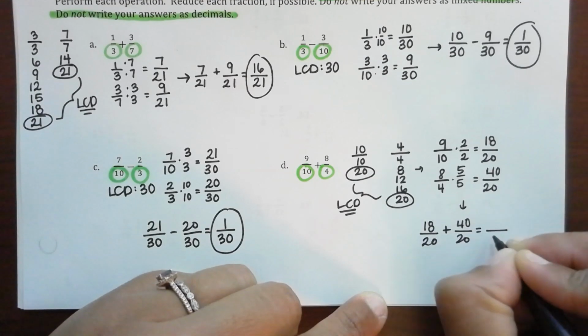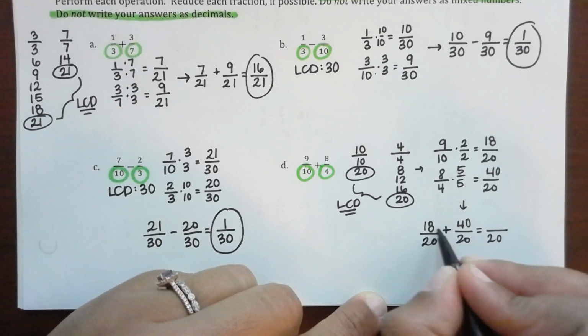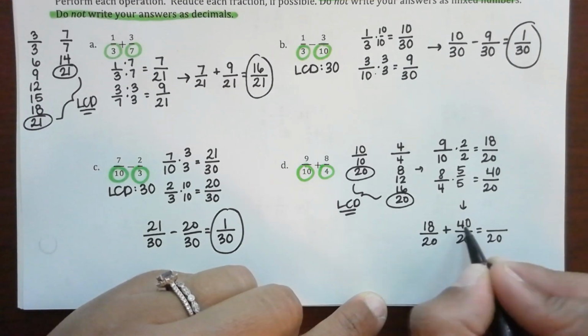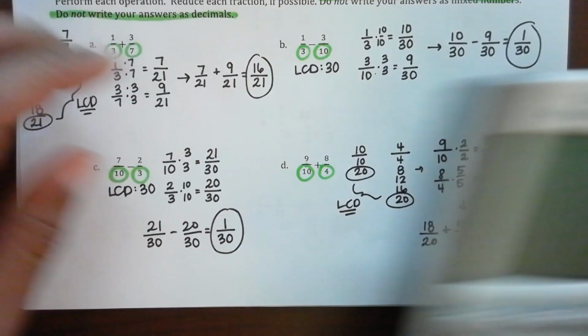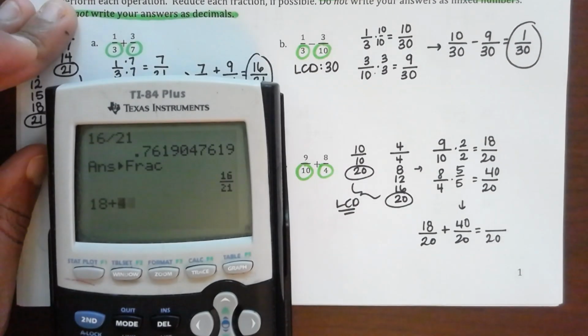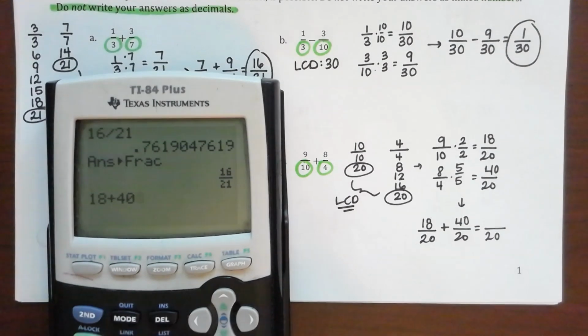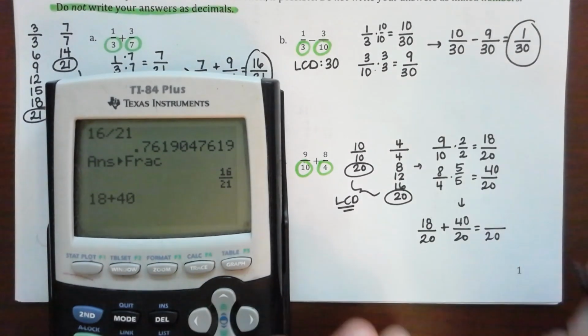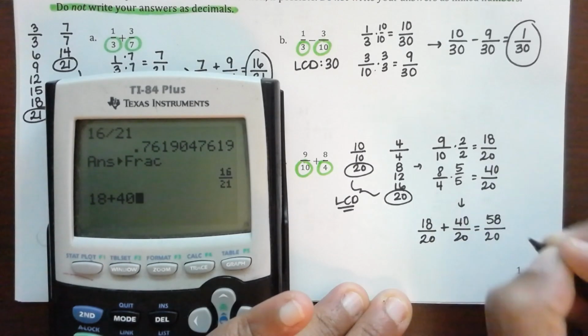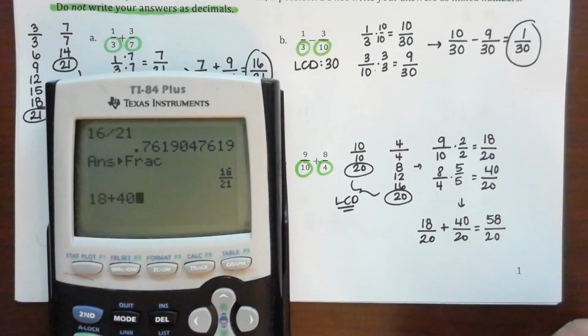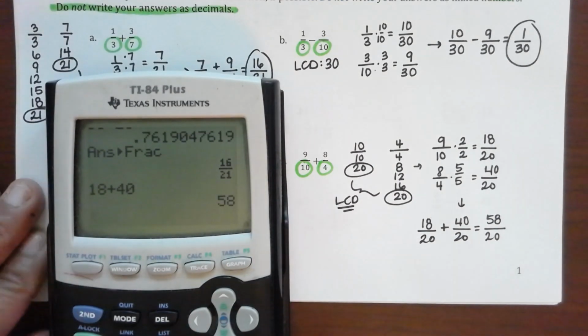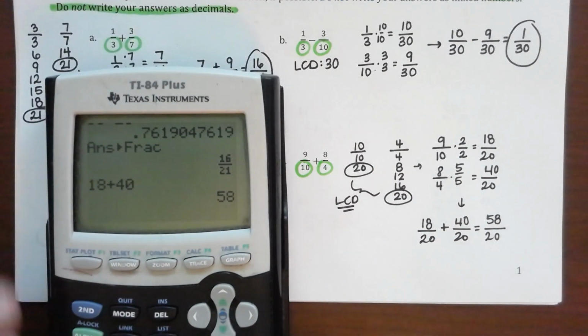So should the denominator change? No. So what do I need to do with the top part? Add them. So what am I typing into the calculator? 18 plus 40. Get that typed in for me. And what does that get you? Do I need to check to see if this simplifies? So how do I do that? So what am I typing in?